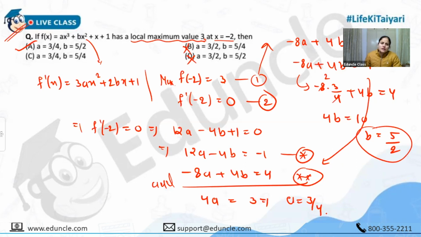So read the question properly. This language can be in terms of ordered pair also. Like you may have the language like this: this function has its extreme value at the point -2, 3. That means x is equal to -2 is an extreme point, a point of maxima or minima, and the respective maximum or minimum value is 3. So in terms of ordered pair also, this language can come.